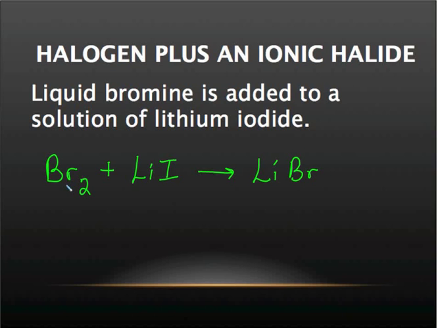This time we have a nonmetal. Bromine wants to become bromide, which is negative. That means it wants to dance with that positive lithium. So we'd have lithium bromide. That leaves iodide all by itself to become iodine, which we know is diatomic, so it's never really all by itself. So I need a 2 here and a 2 here.